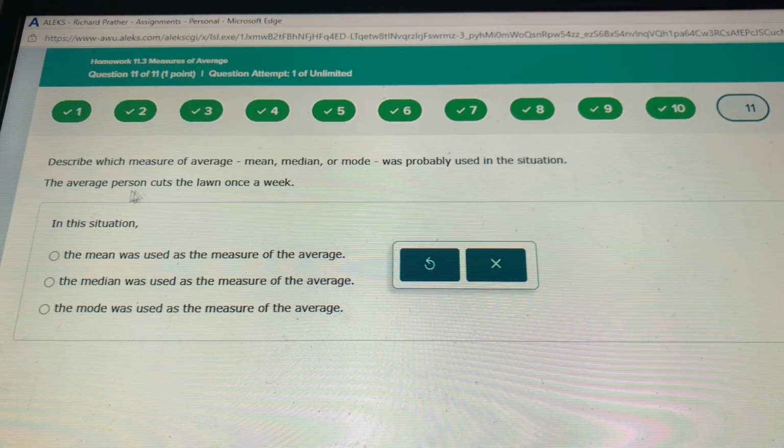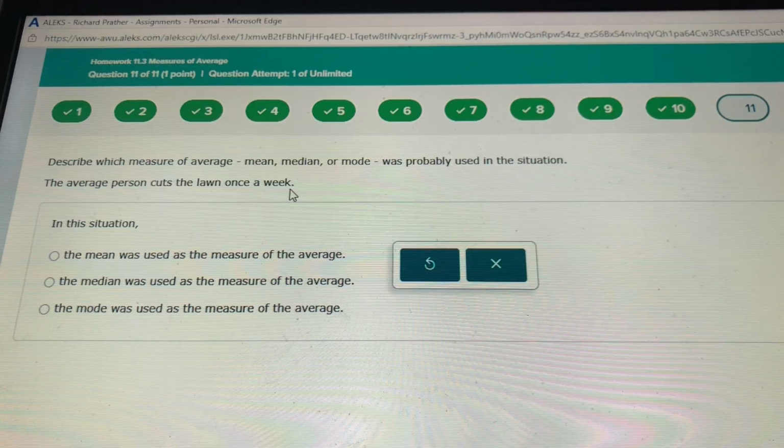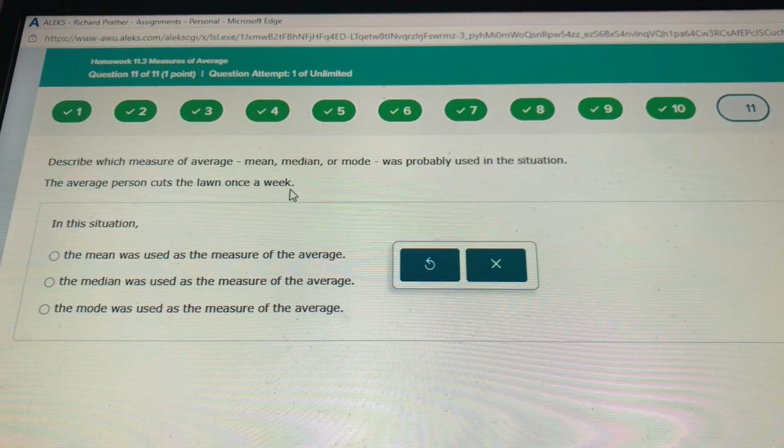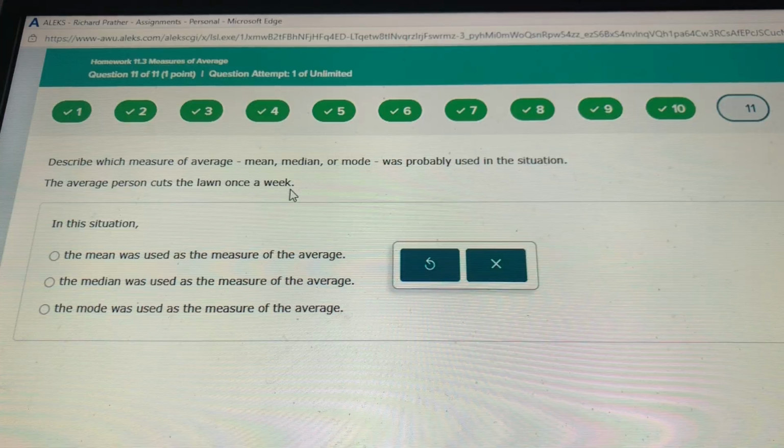Okay, the average person cuts their lawn once a week. When they say that, are they using the mean, the median, or the mode? I guess you would ask people how often they cut their lawn, and maybe they say once a week, once a month, once every 2 weeks. That's a good question. Which one would be used here?